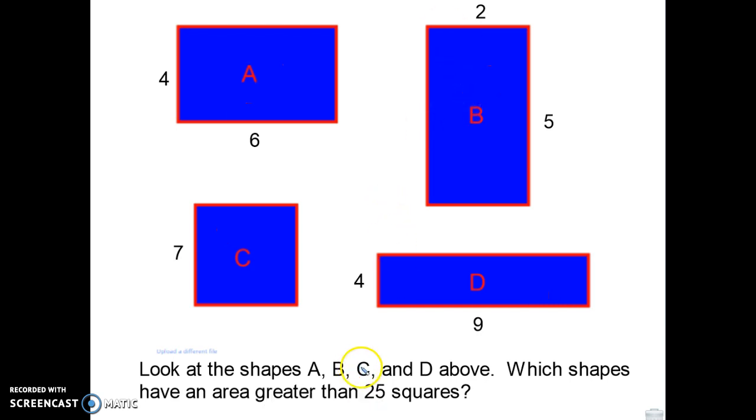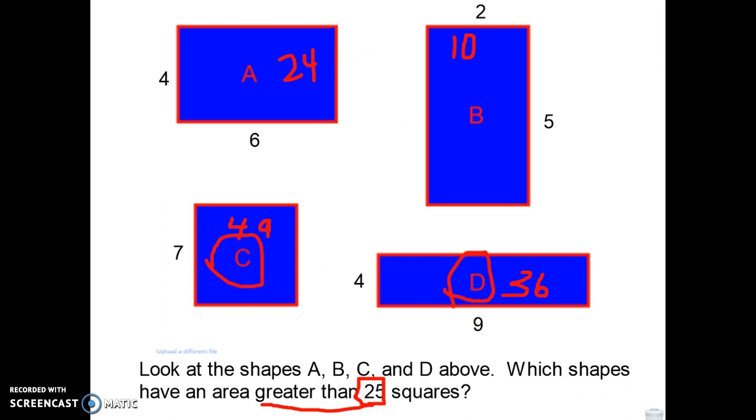Okay, look at the shapes A, B, C, and D above. Which shapes have an area greater than 25 squares? So the previous question you were asked to find less than 25 squares. Now you're asked to find greater than 25 squares. So just go through them one by one, figure them out. 4 times 6 is 24. That's not greater. 2 times 5 is 10. That's not greater. 7 times 7 is 49. There's one. So C, and 4 times 9 is 36. 36 is also greater than 25, so the answers would be C and D.